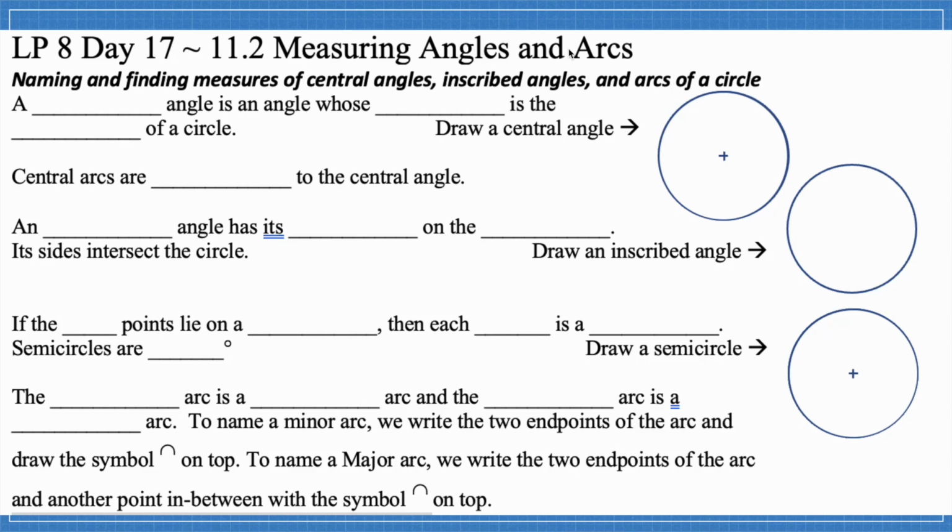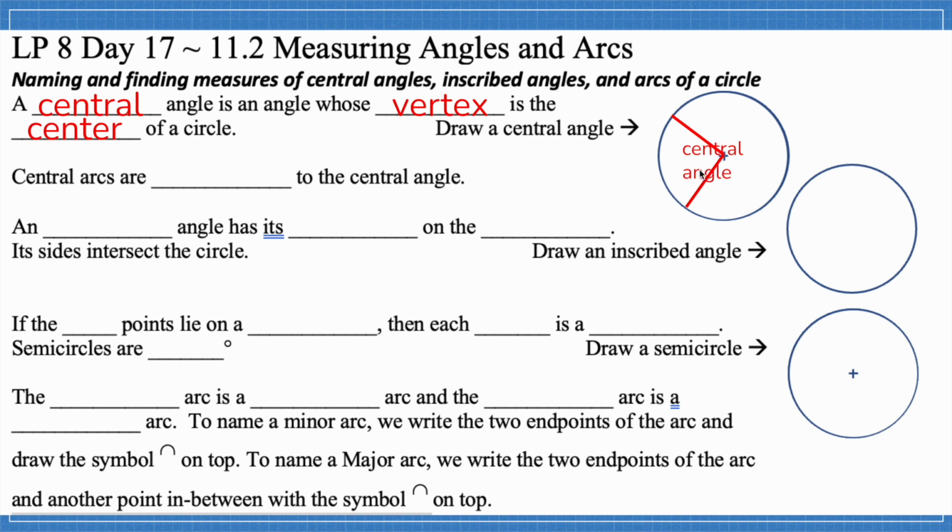In this video, we're going to take a look at angles that are created within a circle. The first one we're going to look at is a central angle, and that is an angle whose vertex is the center of a circle. I'm giving you an area to draw this. We have the vertex at the center, and then I draw two radii for the sides of the angle, and that's a central angle.